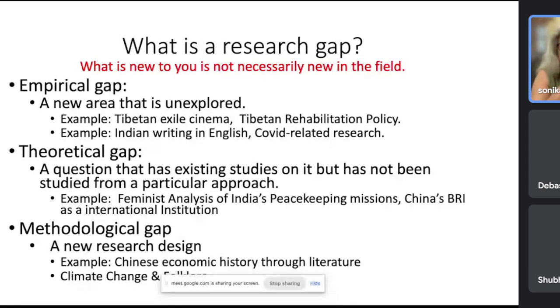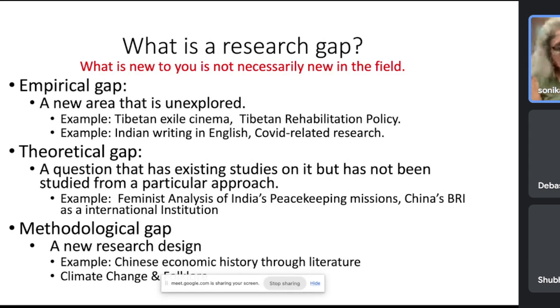The second type of gap is a theoretical gap. A theoretical gap is one in which the event, process, or phenomena that you're studying has a lot of existing studies on it, but it hasn't been studied from a particular approach. So, for example, one of my students is doing a feminist analysis of India's peacekeeping missions. Or another example which I can give you, which I'm familiar with, China's Belt and Road Initiative as an international institution.